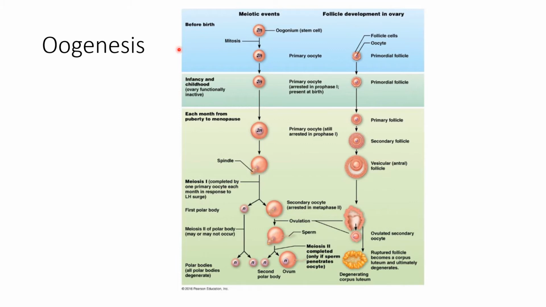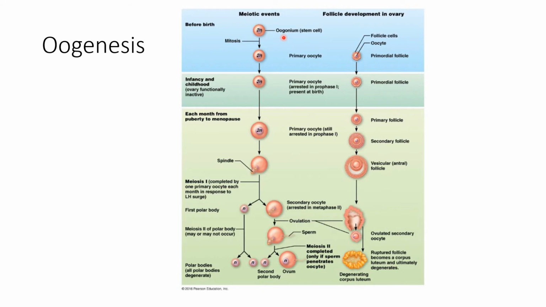During the fetal period of a female, so before birth, there are stem cells in the ovary known as oogonia, or singular, oogonium. Those stem cells are going to multiply by mitosis so that they can just clone themselves and make more of themselves. And so as you can see, they are still diploid.